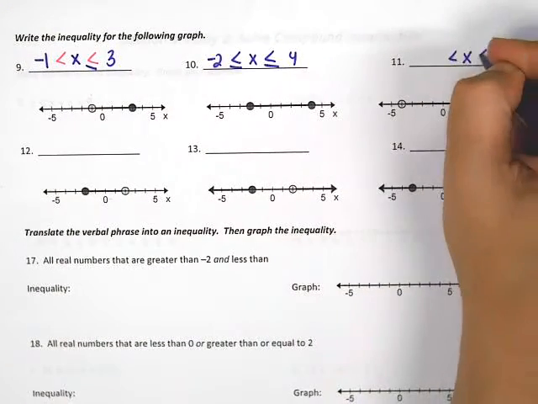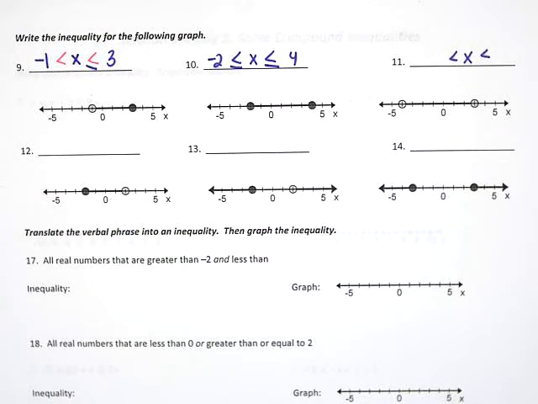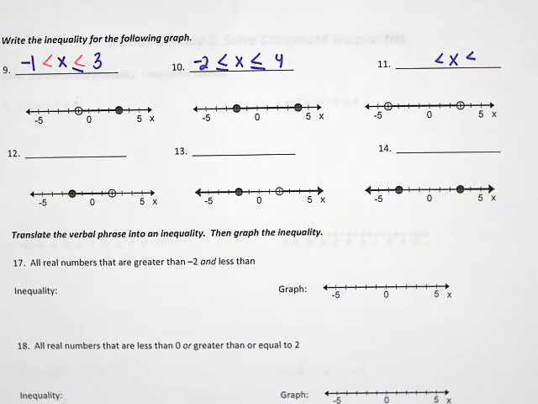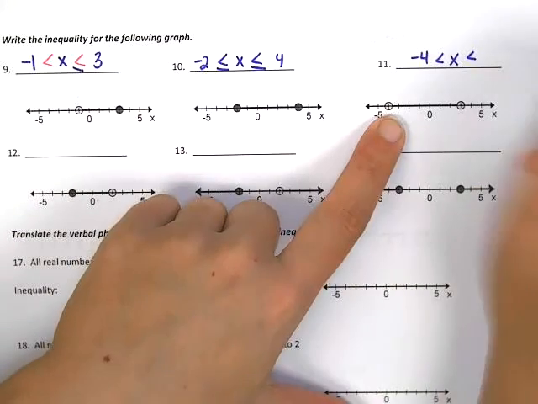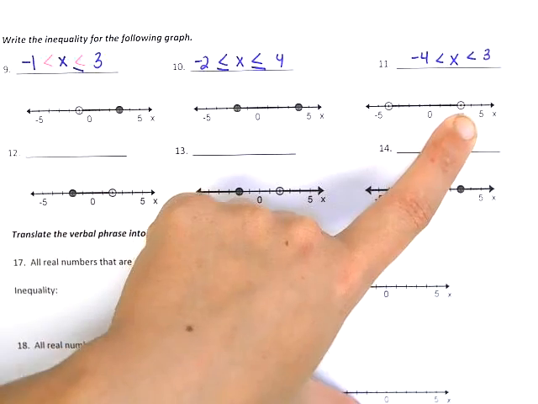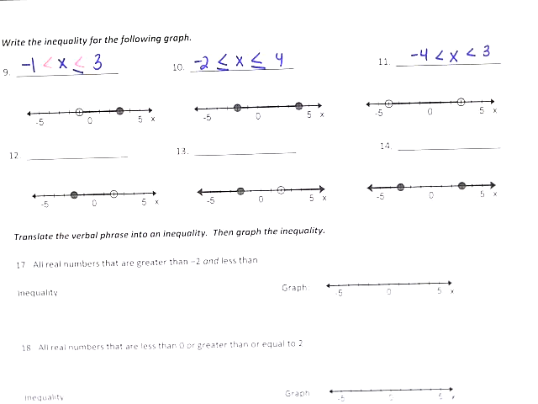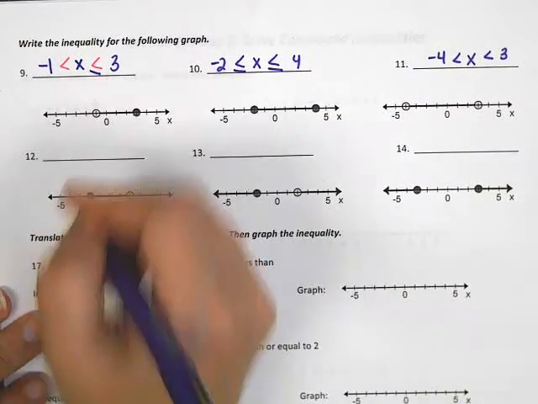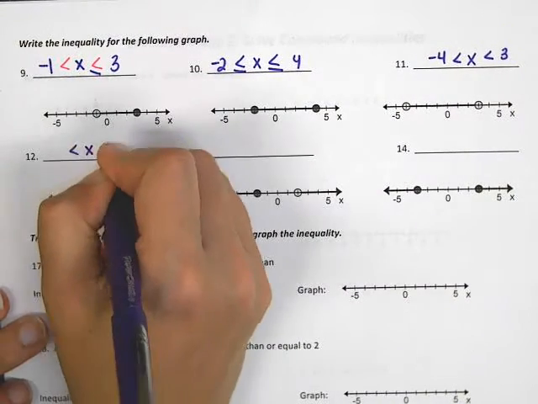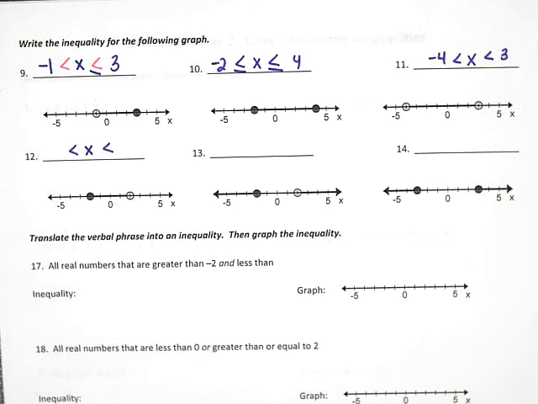I've got less thans because it's always less thans. Neither of them are closed, so neither of them gets an equal to. The -4 is where the circle is on the left, and the +3 is where the circle is on the right. Now for number 12, again, I'm shading in the middle. So I'm going to put X in the middle and less than symbols on both sides.